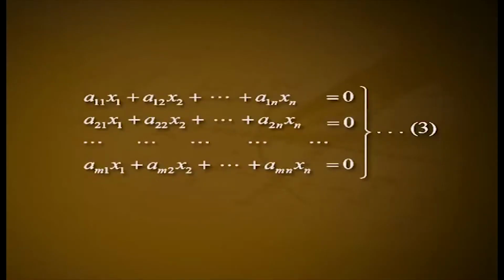System of homogeneous equations. A homogeneous system of m linear equations in n unknowns x1, x2, etc., xn is a set of equations of the form a11 x1 plus a12 x2 plus etc. plus a1n xn is equal to 0, a21 x1 plus a22 x2 plus etc. plus a2n xn is equal to 0, etc., am1 x1 plus am2 x2 plus etc. plus amn xn is equal to 0. Equation number 3, where the coefficients ajk's are real numbers.